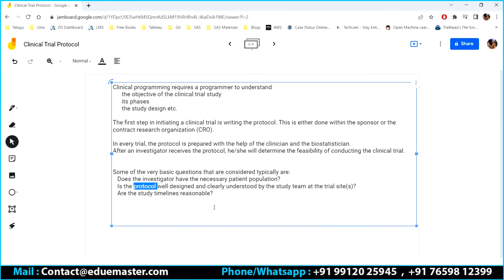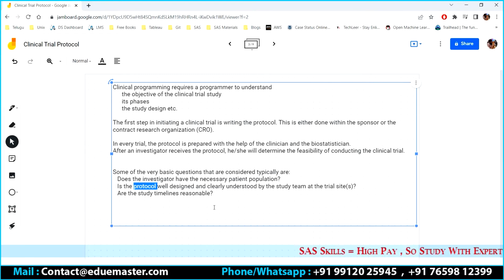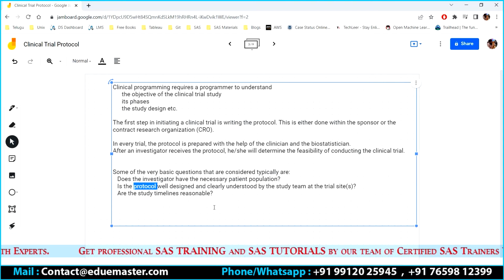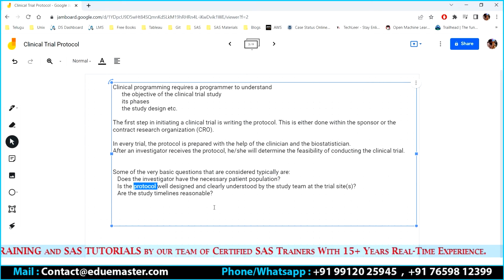What do you mean by trial site? I told you all these clinical trials will be carried out either at a community clinic, or at a doctor's site, or at a research site in a hospital, right? These are the various places where the research will happen, where the clinical trial will be conducted. Now the question is, whoever is at the trial site, do they clearly understand the entire protocol or not? Because the protocol is going to give all the details. Whatever details are mentioned in the protocol need to be clearly understood by all the people who are working at that particular trial site, right?